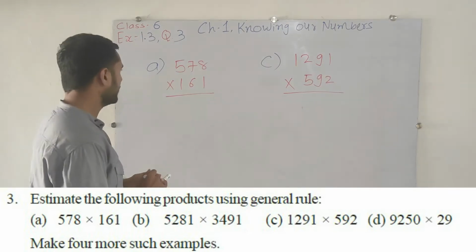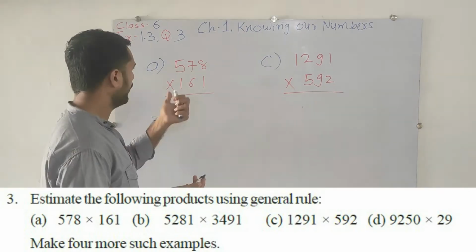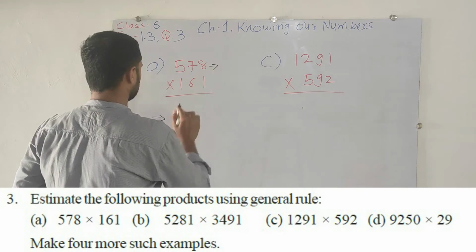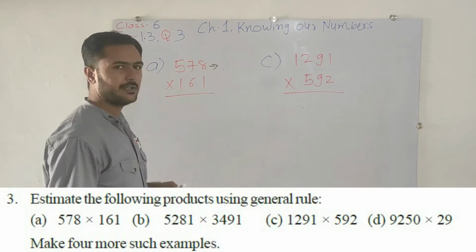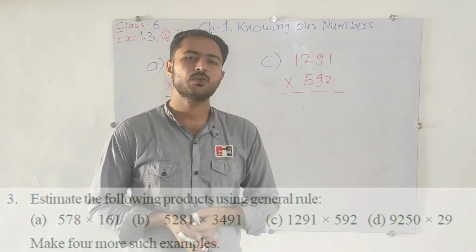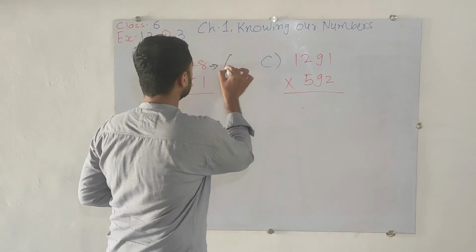So first of all, we will convert the given numbers by rounding off. Here the 100 place is given. So for the 100 place, what can I write? That is 578. So 578 is nearby to which number, 500 or 600? That is nearby to 600.